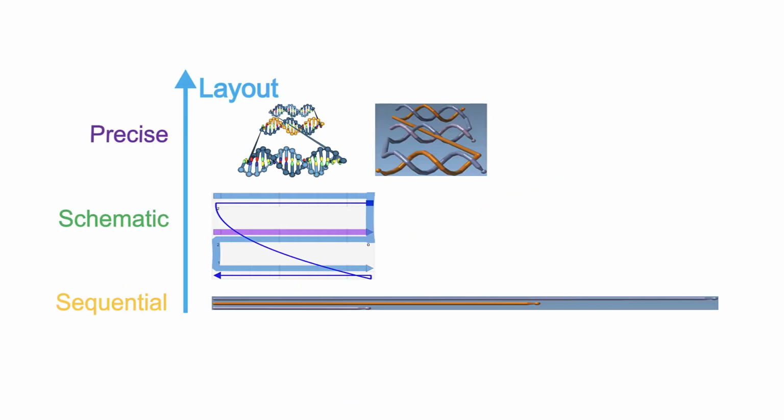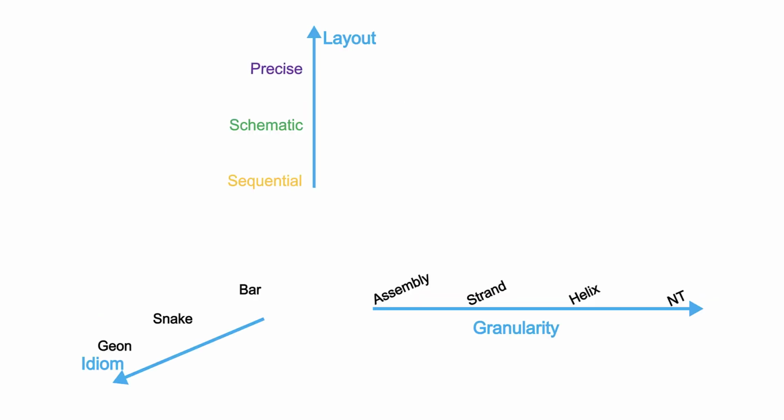The third axis is layout. In ONT view, each nucleotide is at its actual precise position. In schematic 2D view, each nucleotide, or rather, each helix is at a schematic position that helps better understand the relations between itself and other helices. In hit bar view, each nucleotide is positioned sequentially according to its index. We refer the audience to section 5.1 of our paper for more details about the levels on each axis.